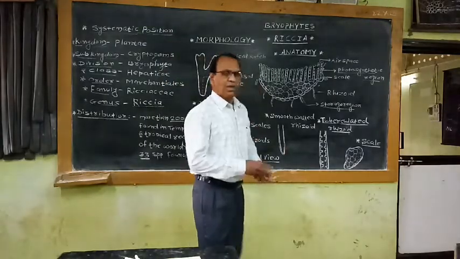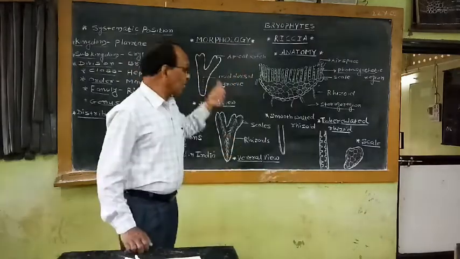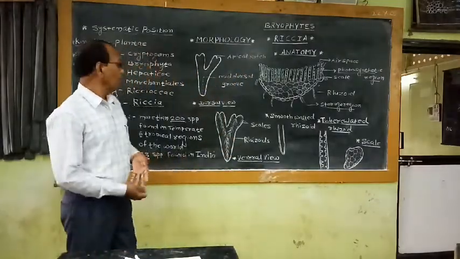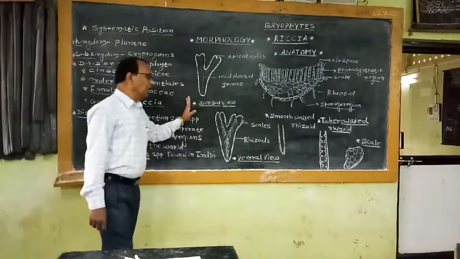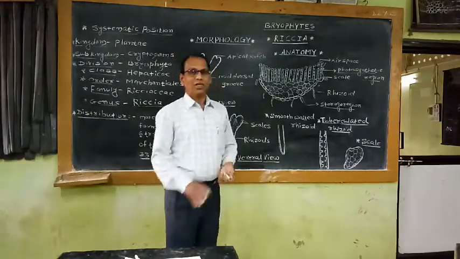So that's all about the first part of this topic, Riccia: systematic position, distribution or occurrence, morphology of the thallus, and anatomical details of the thallus.